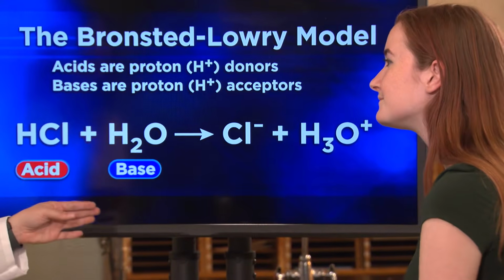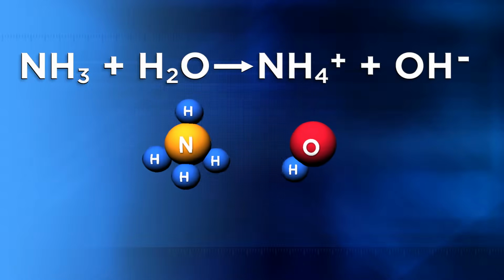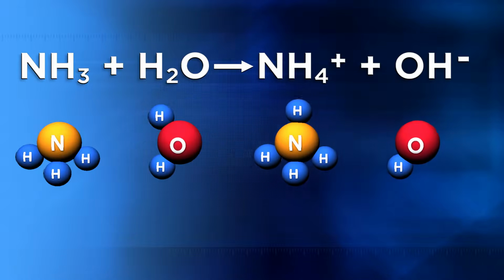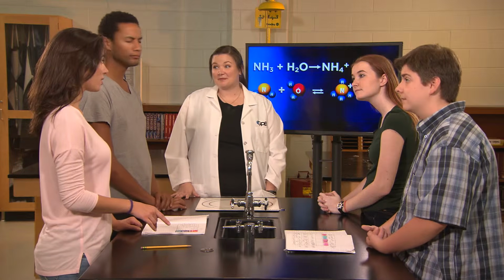Exactly. Now let's look at this reaction with ammonia, NH3, and water. What's acting as the acid and what's acting as the base according to the Bronsted-Lowry model? I say the NH3 is acting as the base because it's gaining the proton. Wait, so that means the water is acting as an acid, right? Can it do that? Can it be both an acid and a base?